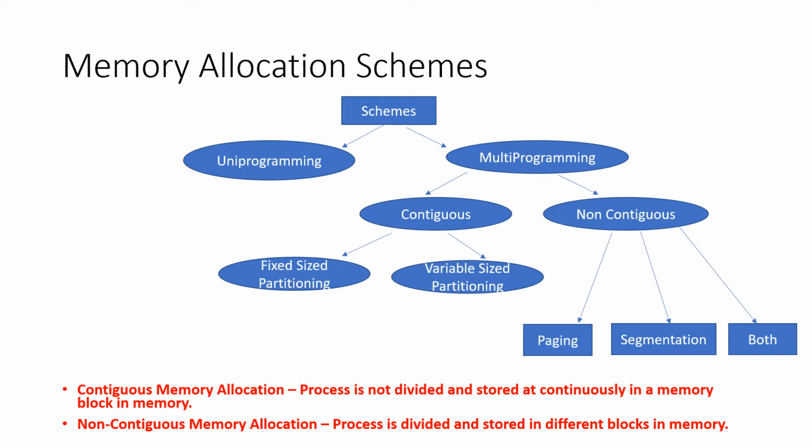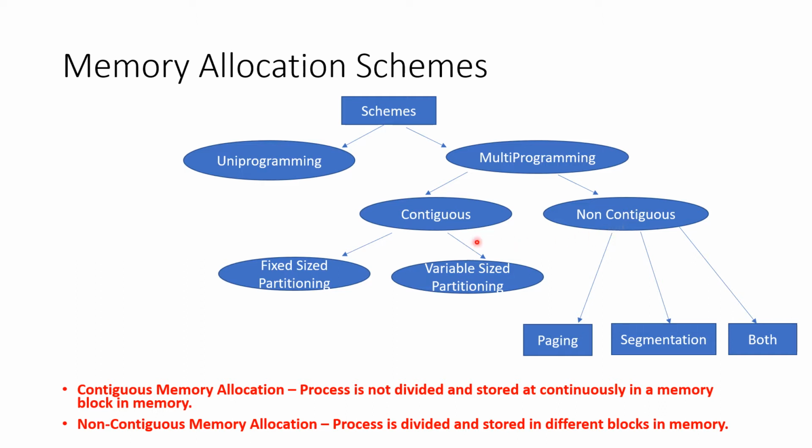Under this we have contiguous and non-contiguous memory. What is contiguous and what is non-contiguous? Contiguous memory allocation means the process is not divided and is stored continuously in a single memory block in the memory. Whereas non-contiguous memory allocation means the process is divided and stored in different blocks which are available at that time in the memory. So the main difference between contiguous and non-contiguous memory allocation is the division of a process. Here the process is not divided, but here the process is divided and stored at different locations in the memory.